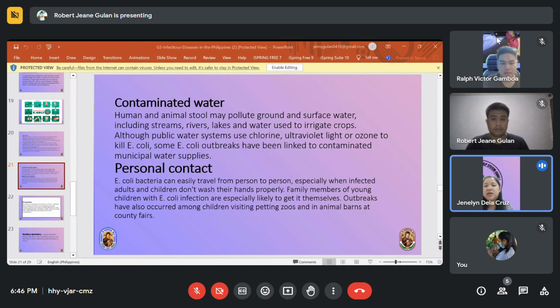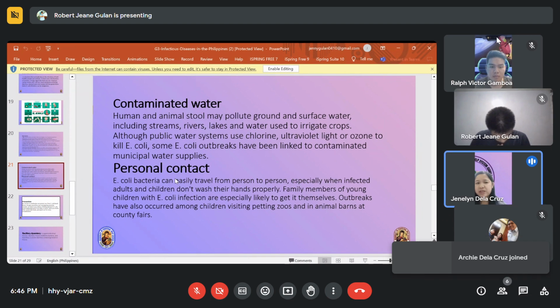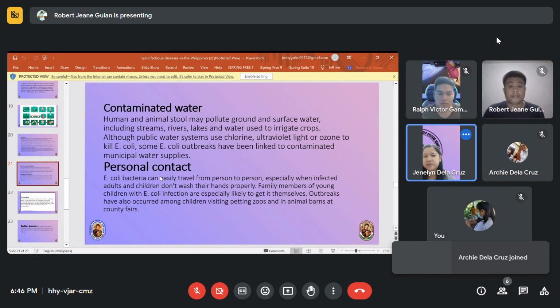Personal contact. E. coli bacteria can easily travel from person to person, especially when infected adults and children don't wash their hands properly. So, yan. Family members of young children with E. coli infection are especially likely to get it themselves. Outbreaks have occurred among children visiting petting zoos and animal barns.